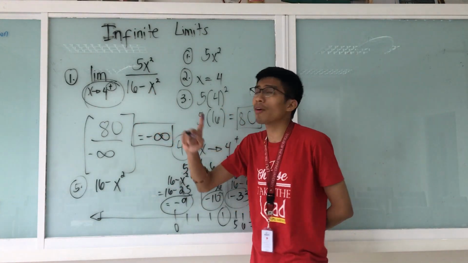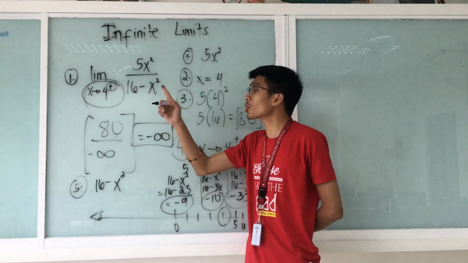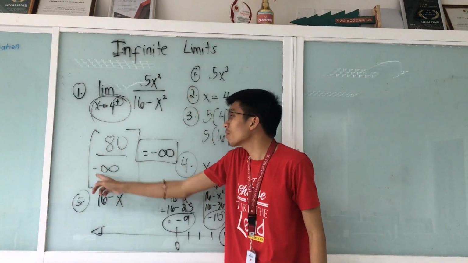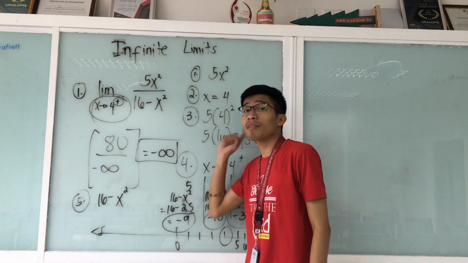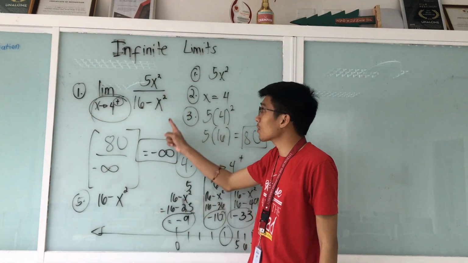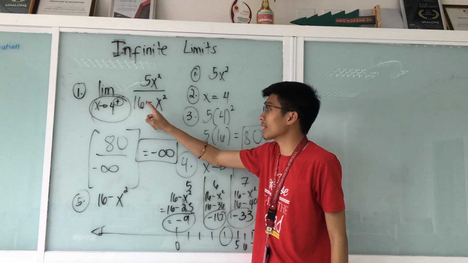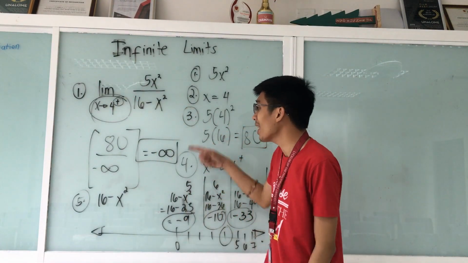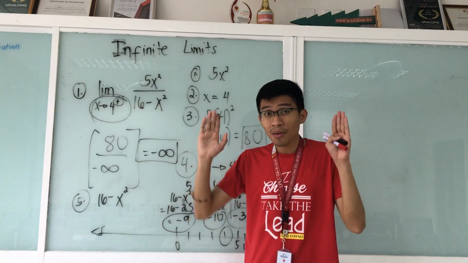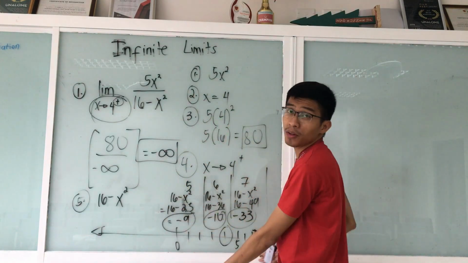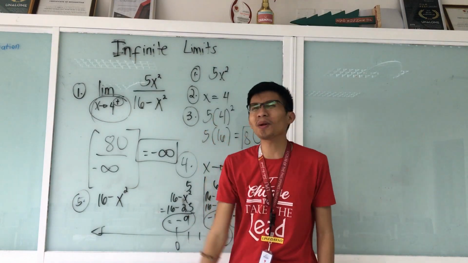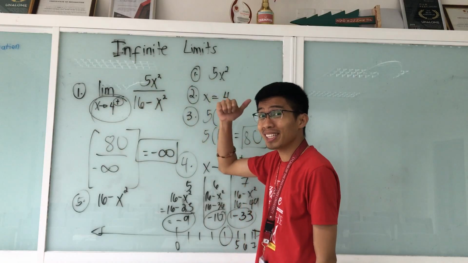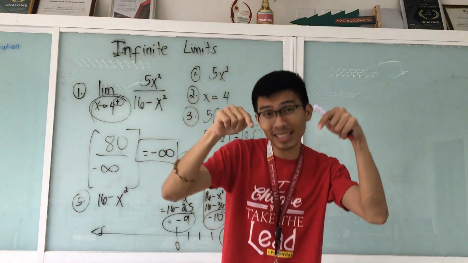In short, the limit of this function, 5x squared over 16 minus x squared, as you divide positive by negative, is negative infinity. Therefore, the limit of this function, 5x squared all over 16 minus x squared, as x approaches 4 from the right, is negative infinity. Again and again, you have to follow these simple steps in order to solve infinite limits. Am I clear to everyone? That's great. See you in my next example.